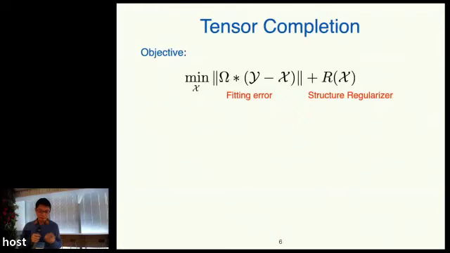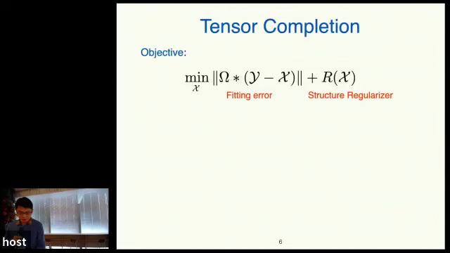So tensor completion is a very popular method to solve this problem. Basically the optimization objective is the following. There are two terms. The first one is the fitting error. That means we try to capture the data, making the fitting or approximation error on the observed points minimal. And the second term is the regularizer, which gives us some kind of structure assumption.